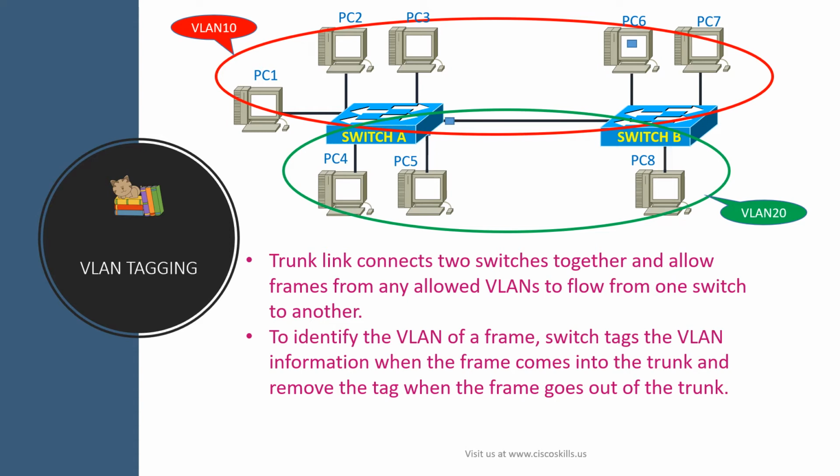Switch A knows the frame belongs to VLAN 20 and it must forward the frame across the trunk. It then checks the VLAN allowed list of the trunk and knows VLAN 20 is allowed. It tags VLAN 20 information to the frame, then forwards it to switch B across the trunk. When switch B receives the frame out of the trunk, it reads the tag and knows the frame belongs to VLAN 20. It removes the tag and forwards the frame to PC8.